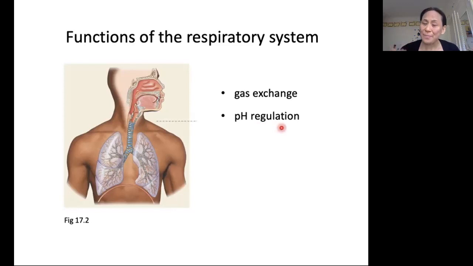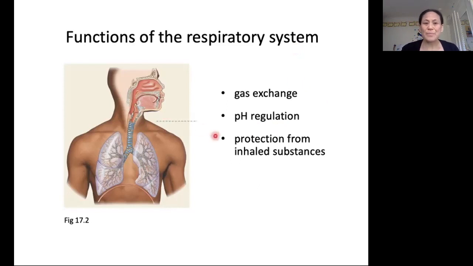Okay, next up, this may be a surprise to you. The respiratory system plays a really big role in regulation of pH in our bodies. So the respiratory system is responsible for about 75% of our body's pH regulation. We'll talk about this a lot more in a few weeks when we talk about pH regulation, okay?